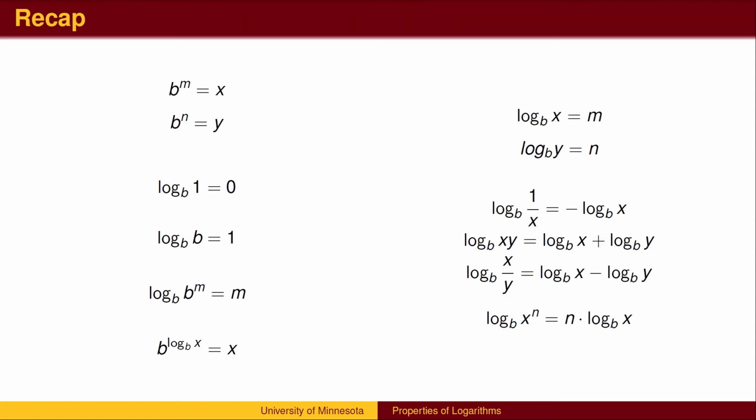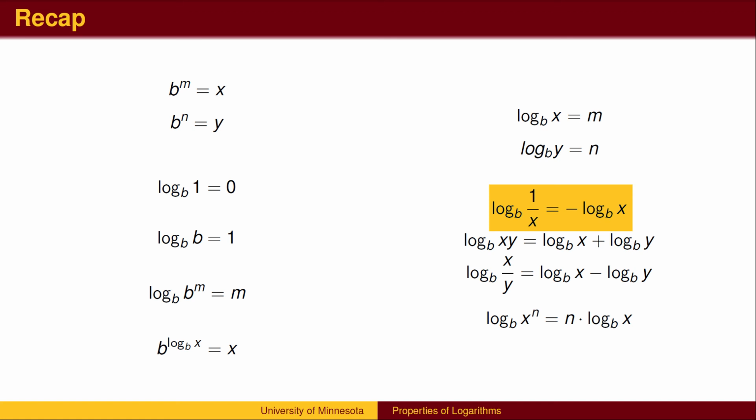To recap, recall that logs are exponents. 0 is the exponent you put on anything to get 1. An exponent of 1 leaves the base the same. Exponents and logarithms are inverses, so they undo each other.